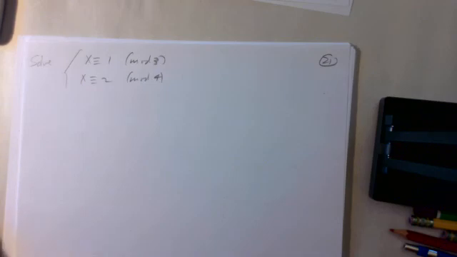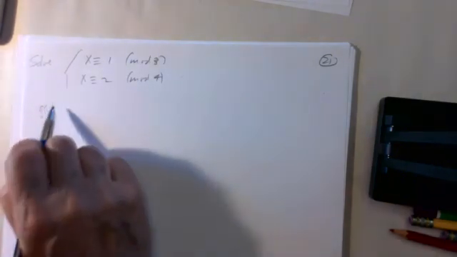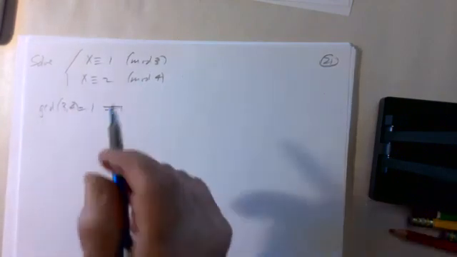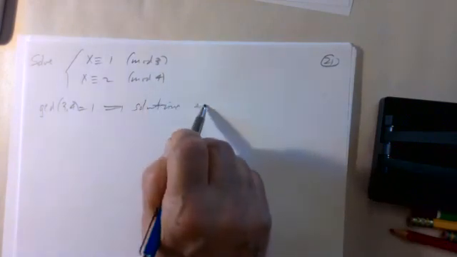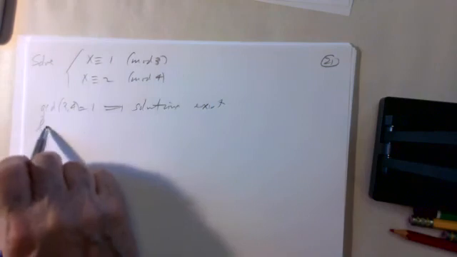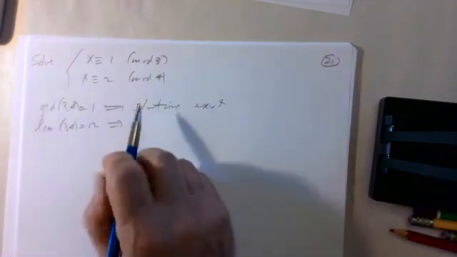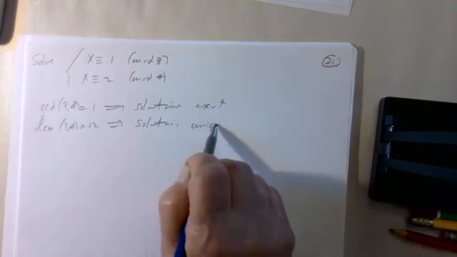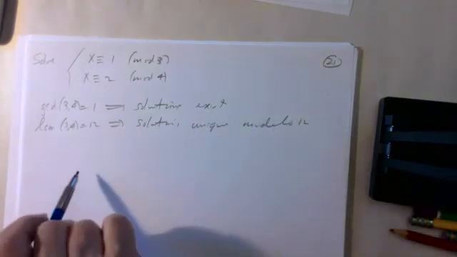Anyone find a solution? We know that the GCD of 3 and 4 is 1, so there has to be a solution. Solutions exist. And the least common multiple of 3 and 4 is 12. So the solutions are unique modulo 12. It'll be a whole congruence class modulo 12.